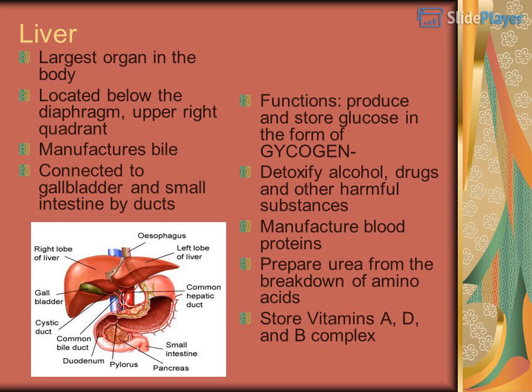Functions of the liver: produce and store glucose in the form of glycogen. Detoxify alcohol, drugs and other harmful substances. Manufacture blood proteins. Prepare urea from the breakdown of amino acids. Store vitamins A, D, and B complex.